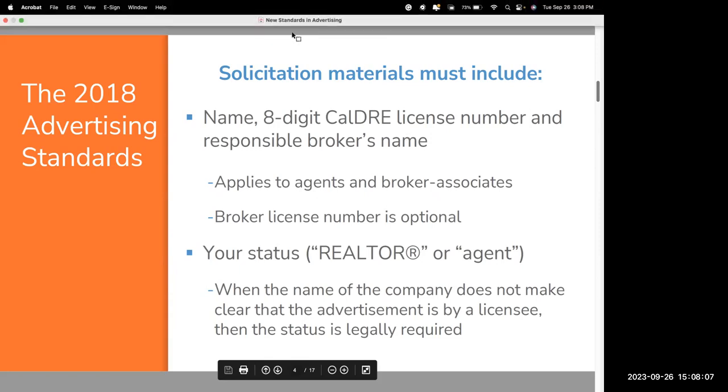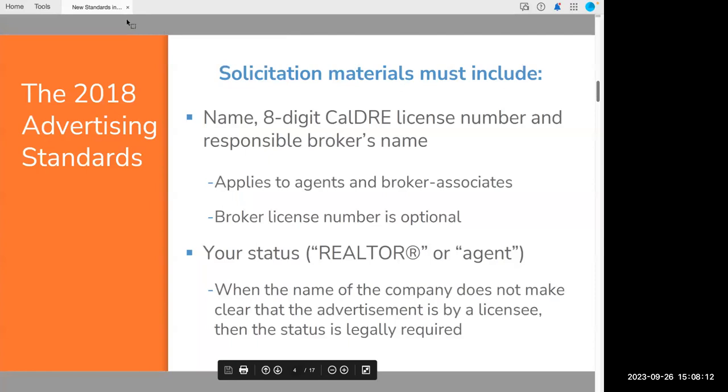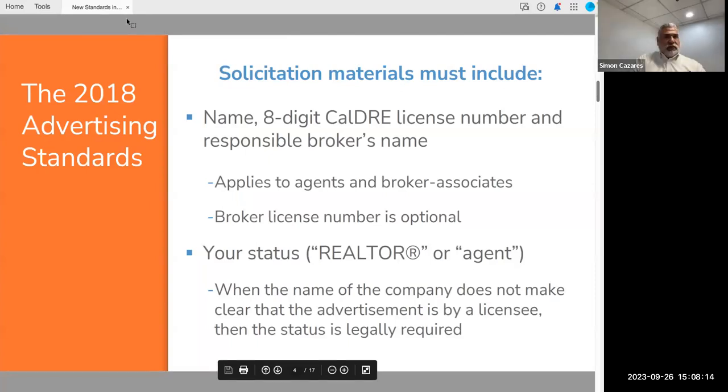agents and broker associates as well. That includes everyone. All right, so let me go here. So it goes with agents and broker associates. Broker license number is optional. So for example, the Keller Williams office DRE number is 01853545, something like that, right? You don't have to put that license, but you have to put your DRE license number.